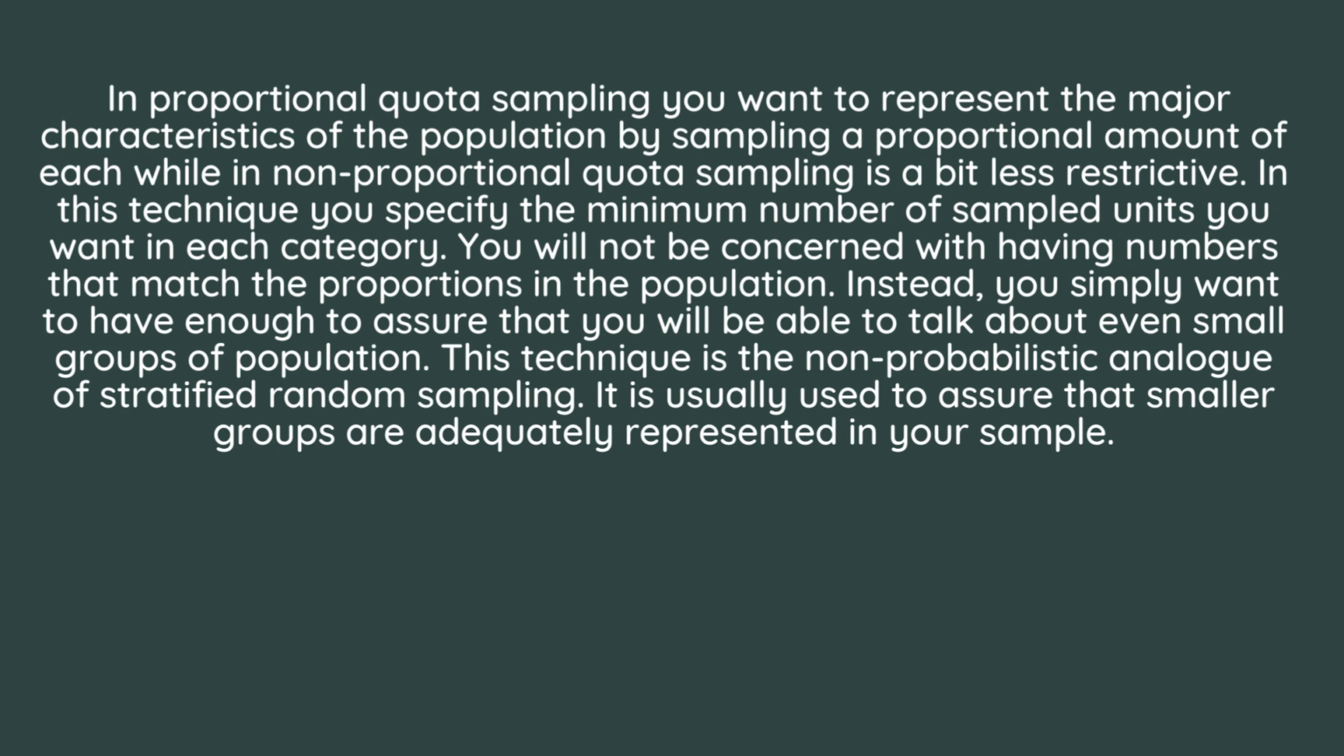Instead, you simply want to have enough to assure that you will be able to talk about even small groups of the population. And this technique is the non-probabilistic analog of stratified random sampling. It is usually used to assure that smaller groups are adequately represented in your sample.